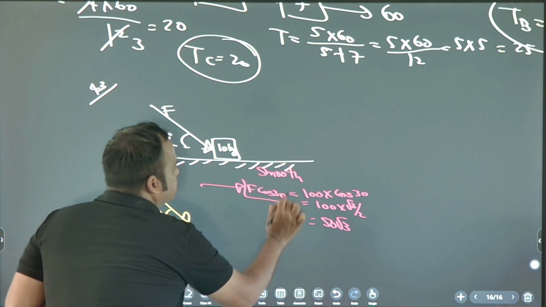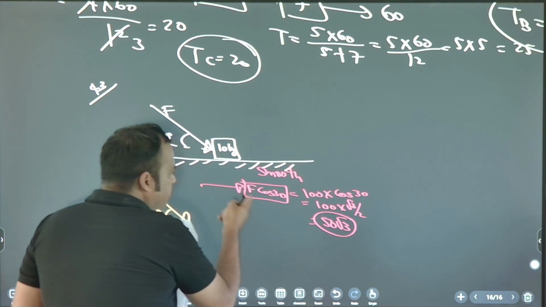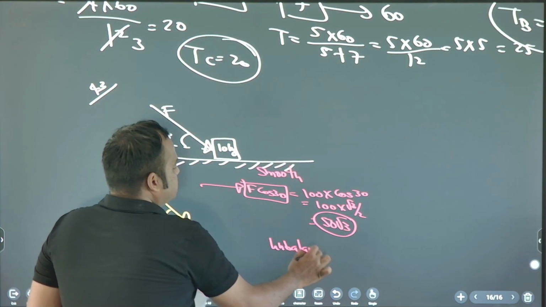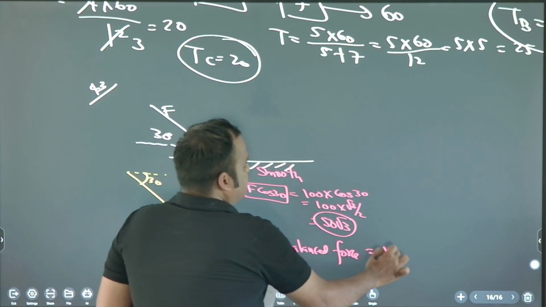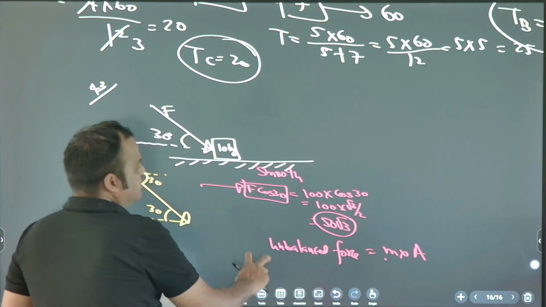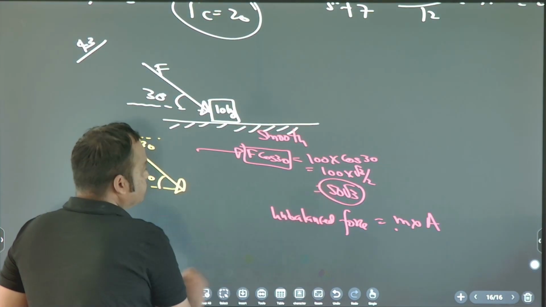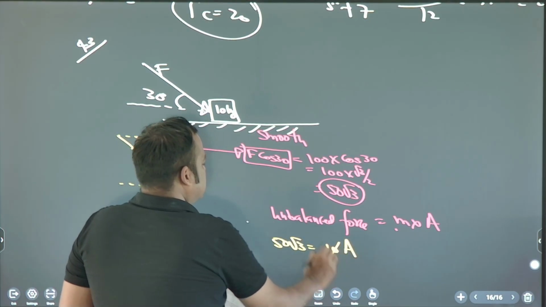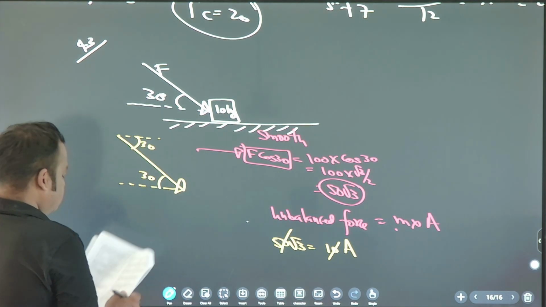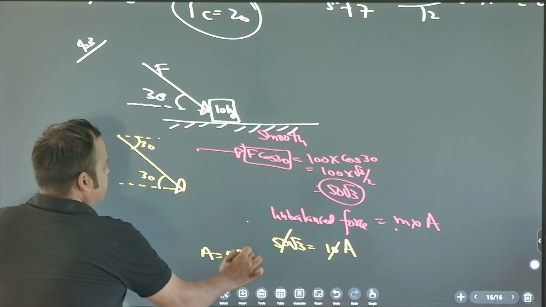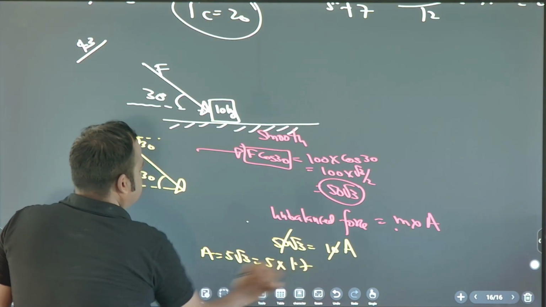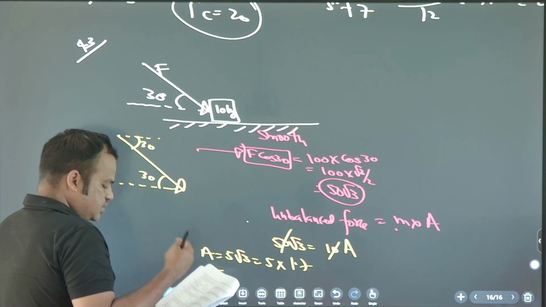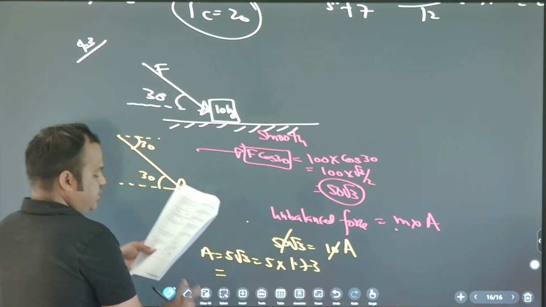So on the left side no force. Only one force is there, only this force. This is unbalanced. So the unbalanced force is equal to mass into acceleration. So the mass is given. Correct. So 5 root 3. A is equal to 5 root 3. Root 3 value, you know what is the root 3 value? 1.73. Okay, 1.7 you can also take, but for all options, let's take 1.73.